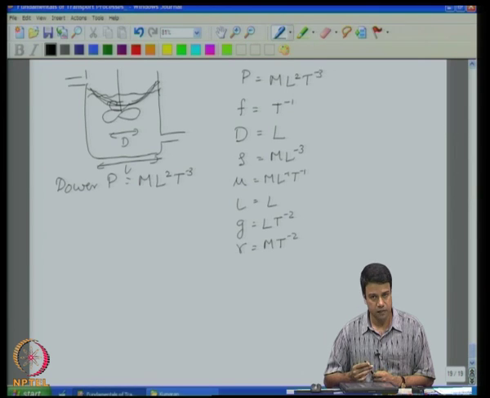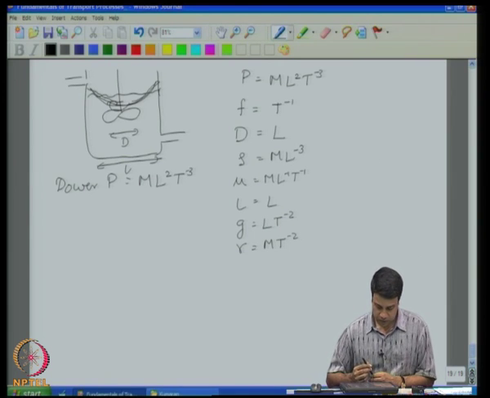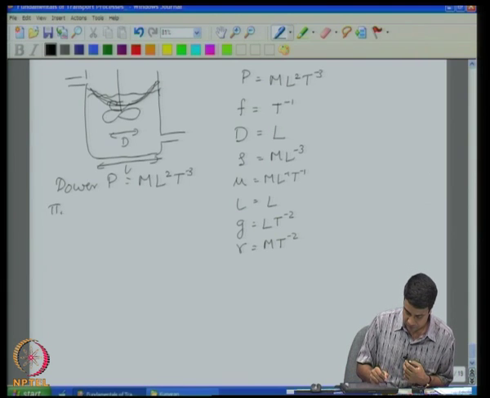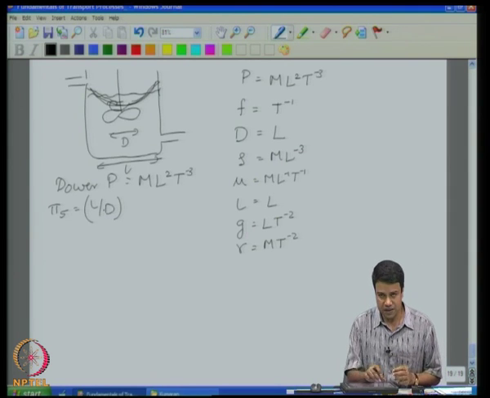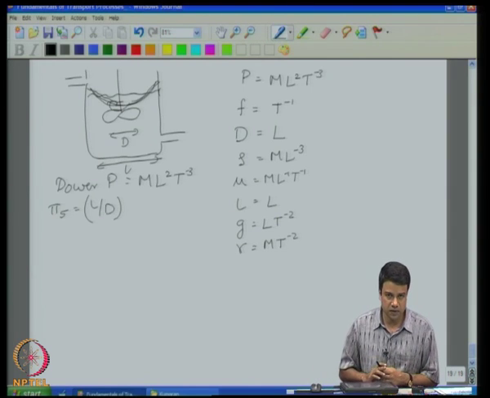So, there are 8 dimensional variables, out of which there are 3 dimensions. Therefore, there should be 5 dimensionless groups. And one of these is quite easy to see, that is the ratio of lengths. So, pi 5 is equal to the ratio of lengths L by d. So long as I keep the aspect ratio, as I do a scale up of this reactor, if I keep all dimensions proportional to each other, then this will not change.